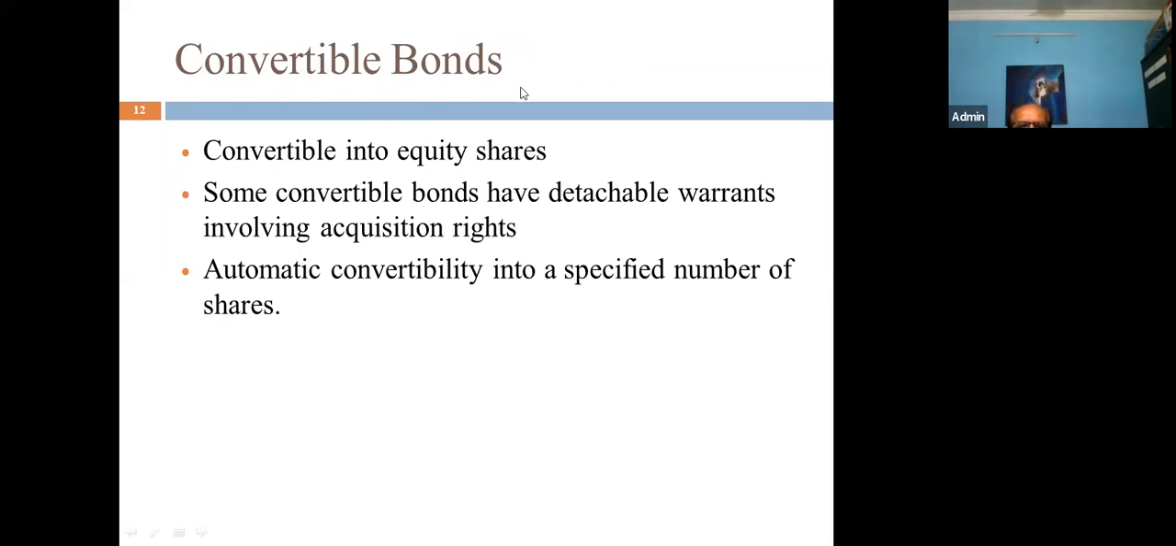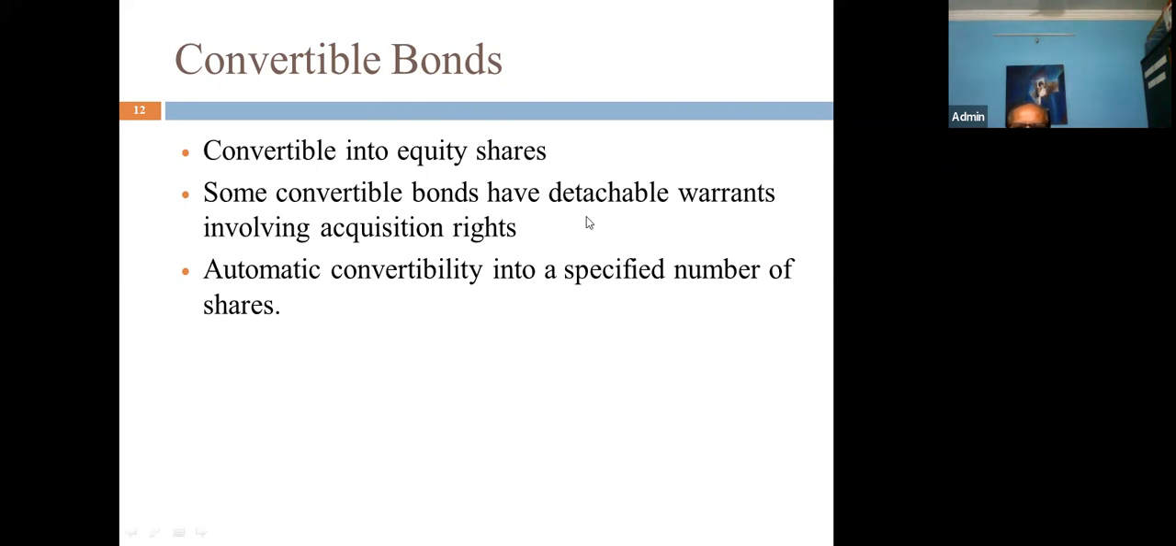Convertible bonds. Convertible bonds means bonds can be converted into equity shares. You are allowed to convert that bond into equity shares. That is known as convertible bonds. Sometimes there are also non-convertible bonds, meaning the bond remains a bond only. You cannot convert it into equity. That is known as non-convertible.